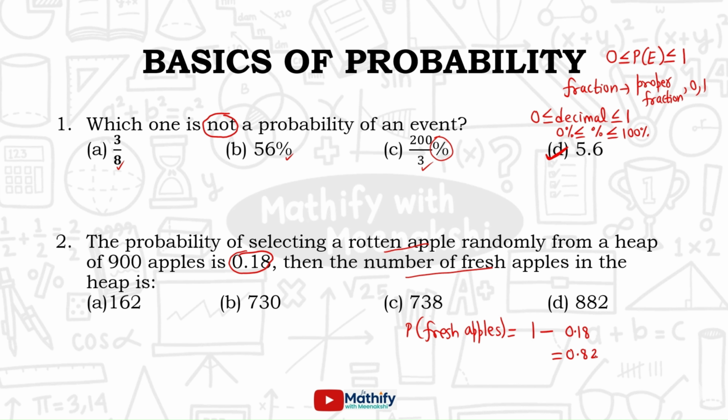0.82. And once you know the probability of something, how can you get the number of that? Simply multiply that probability with the total. And the total here is 900. So you will get 0.82 into 900. That means 82 into 9. Yes, and what is 82 into 9? You can check the last digit also, 9 into 2, 18. So we have only one option here, that is 738.